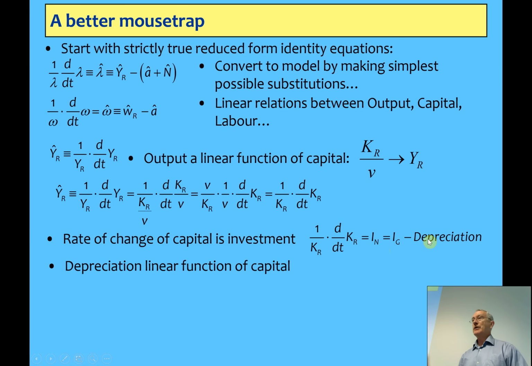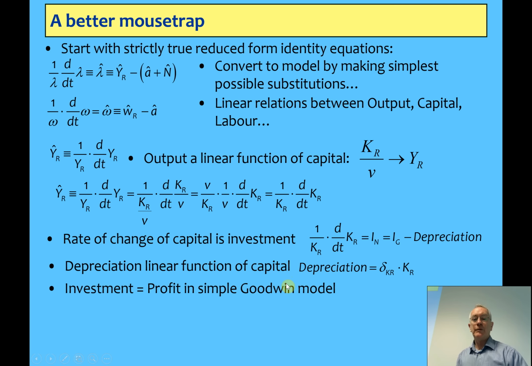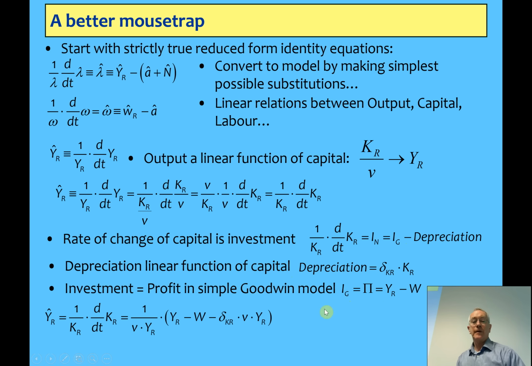Now depreciation I can make a linear function of the level of capital. Again, it can be more complicated than that, but that's a good starting point. So you say depreciation is some constant rate of the actual existing capital stock. And when you look at the empirical estimates, it tends to be anywhere between 10% and 20% per annum, 0.1 and 0.2. Those ratios tend to be found empirically. And in the simple Goodwin model, gross investment here is profits. Okay? So I'm simply going to feed that in, just for simplicity. So I've got gross investment is equal to profits, which is output minus wages. Okay? So bring that inside here.